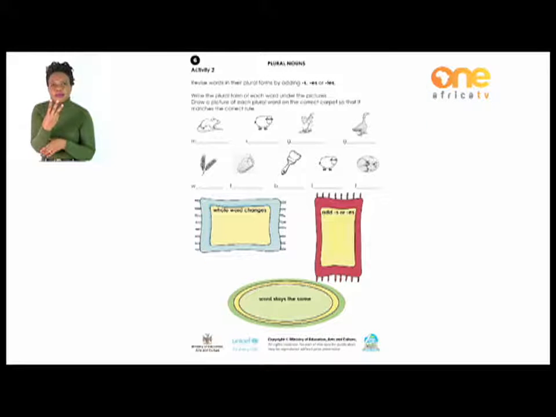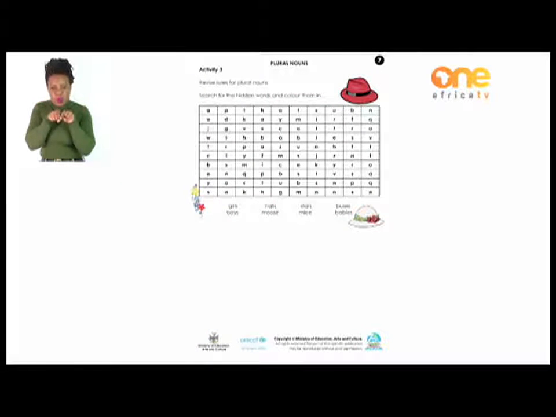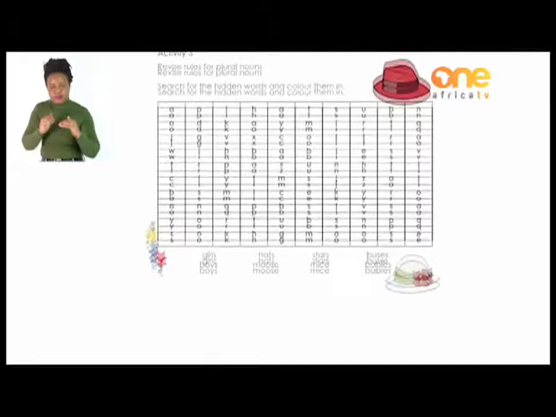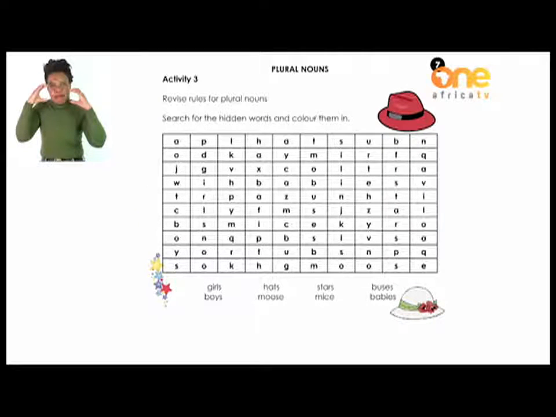Search for the hidden words and color them in. You are given some guidelines there. The words are below. Girls, heads, stars, buses, boys, moose, mice, babies. You have to look for these words. They are there. For example, in the first column, I am seeing the word boys, the noun boys. I can color that one. So do the same until you finish all the nouns given below.